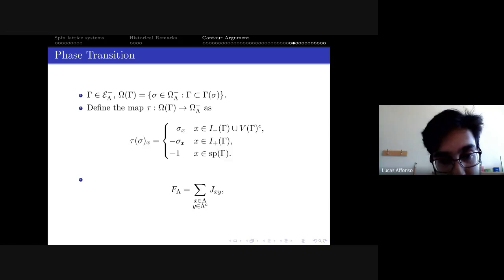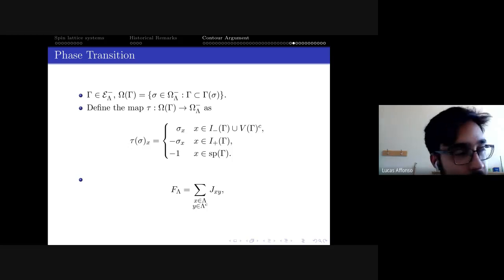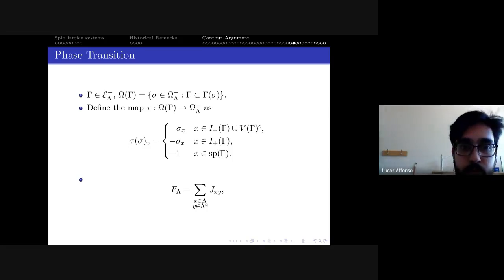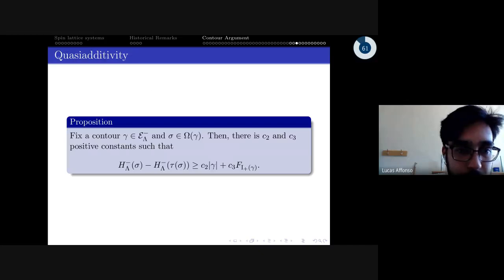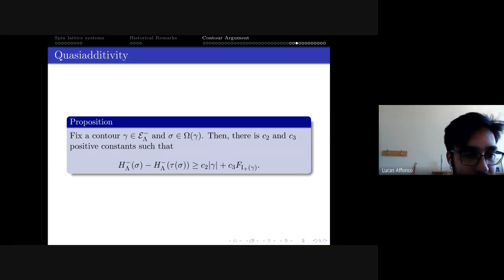At the beginning of the talk, I only defined this for balls, but now, of course, since the contours can be different from balls, you need a different quantity. So you have this version. This is the most important definition for the most important result for the phase transition, because this proposition tells you what you gain energetically when you erase a given contour.